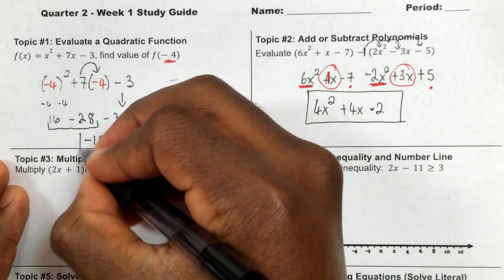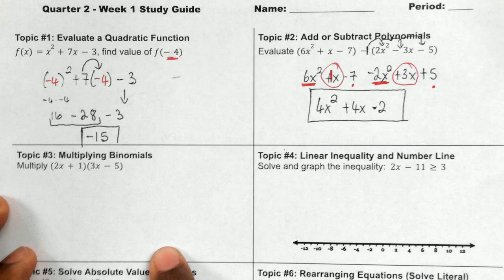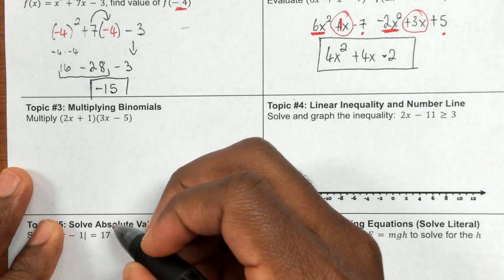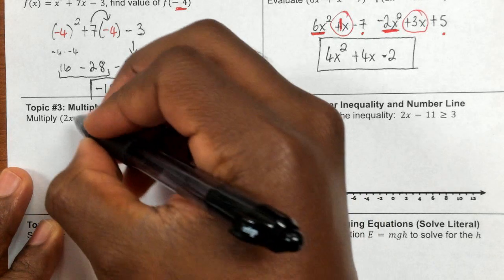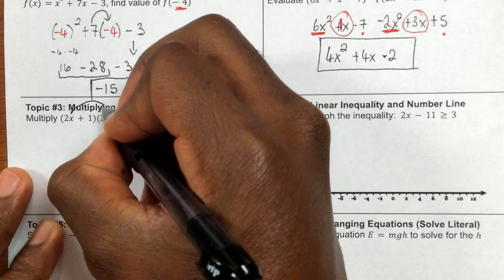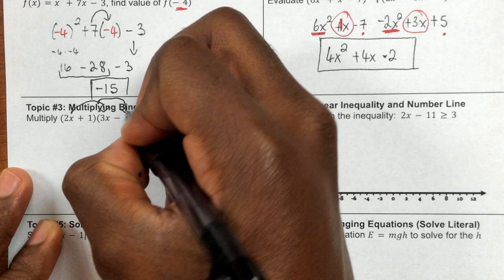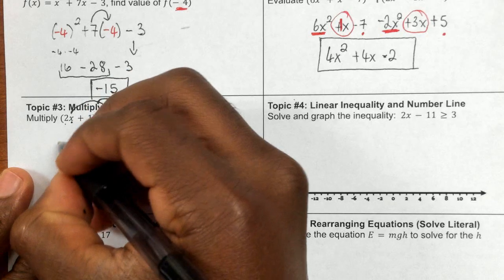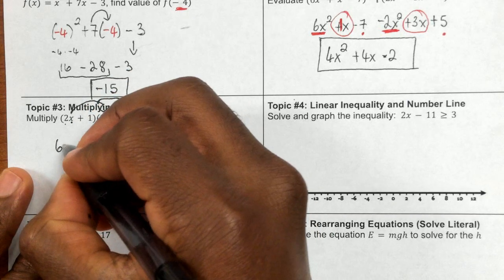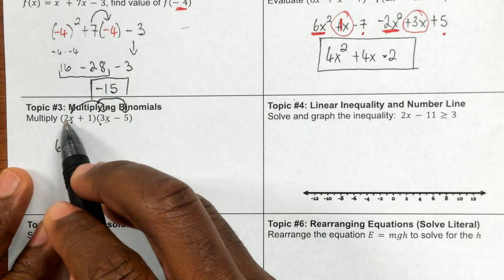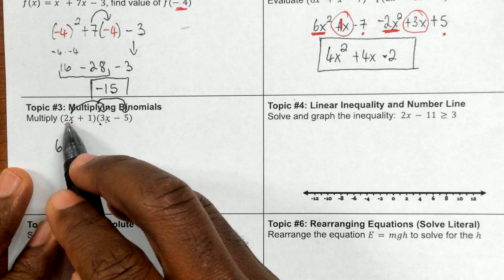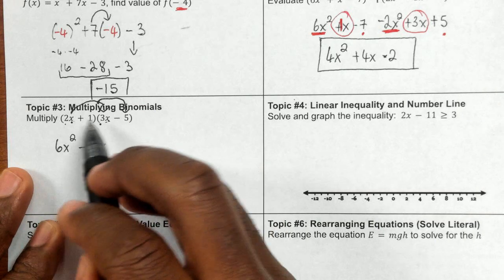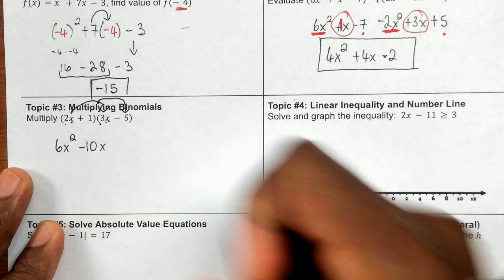So topic number 3 wants us to multiply binomials. Whenever we're multiplying binomials, we're going to have to FOIL, or distribute. So the 2x, I'm going to multiply by each of these first two terms. 2x multiplied by 3x: 2 times 3 is 6, x times x is x squared. 2x multiplied by negative 5: 2 times negative 5 is negative 10. And because we're not multiplying x by x, we just bring down only the x.